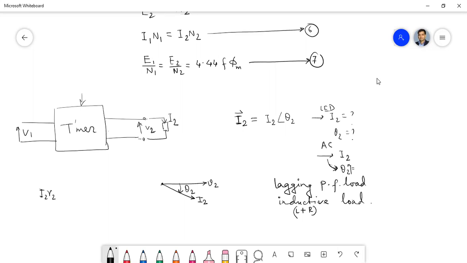We have I2's phase drawn like this, opposite to V2. Why am I asking this about I2R2? It will be in phase with I2, because R2 is just a number.